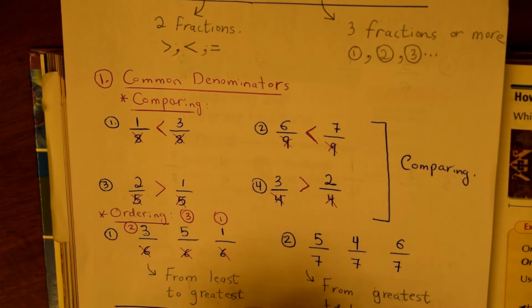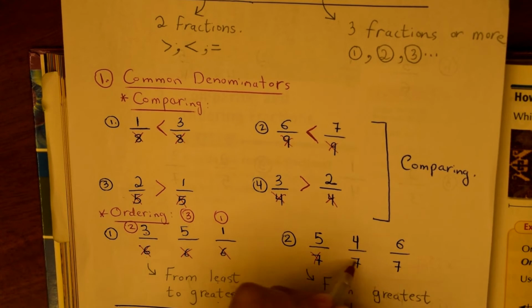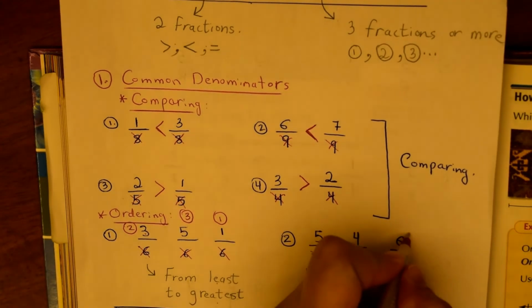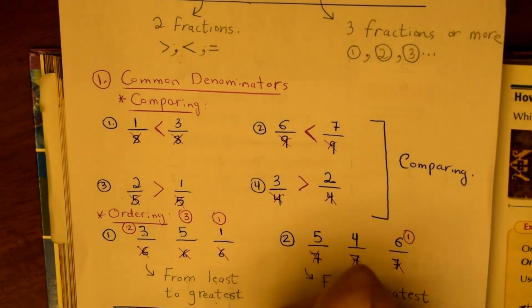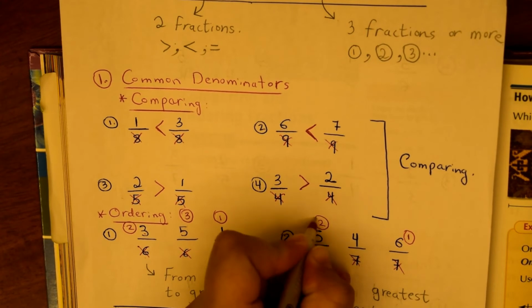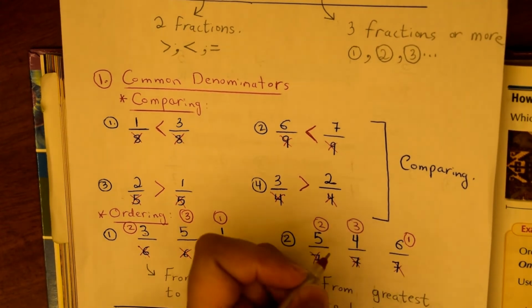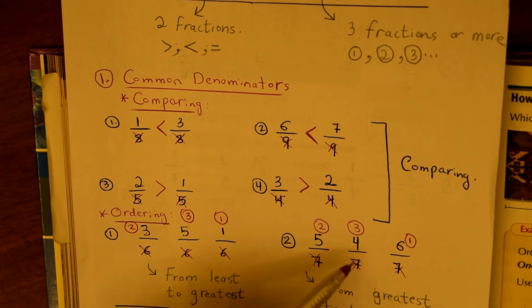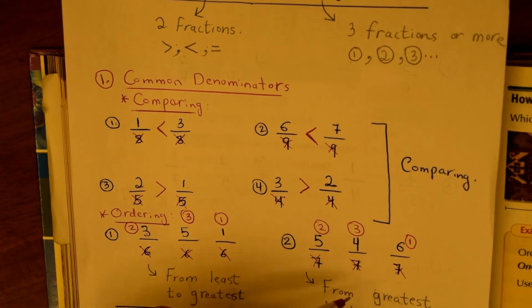Now for number 2, from greatest to least now, so I will cross the common denominators down. Then I will see where's the greatest number, 5, 4, or 6. So 6 is the greatest, so it's number 1, then 5, then 4. So the greatest fraction here is 6 over 7, then 5 over 7, then 4 over 7.